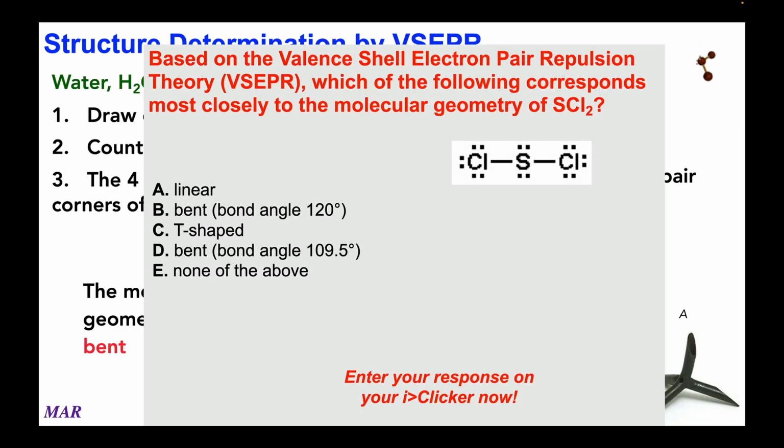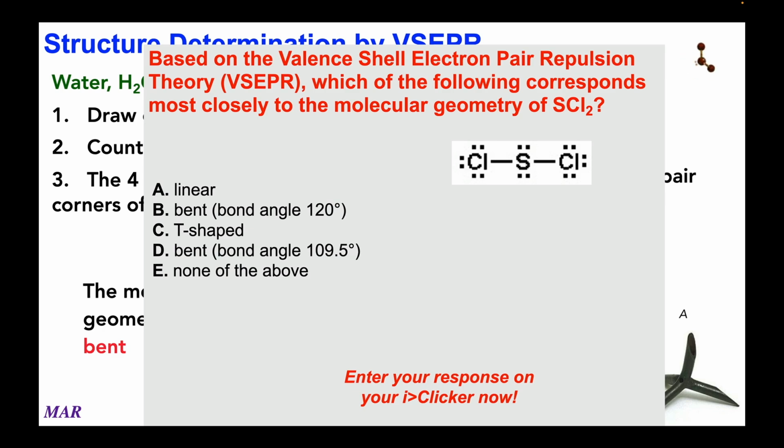So let's apply VSEPR rules to sulfur dichloride, SCl2. What would be the molecular geometry of SCl2 specifically? When you draw the Lewis structure for SCl2, the sulfur's in the middle of the chlorines. The sulfur has 2 lone pairs and 2 bonding pairs around it. So if you count up the total pairs, that's 2 bonding plus 2 lone pairs, 4 pairs total. That's going to be tetrahedral.